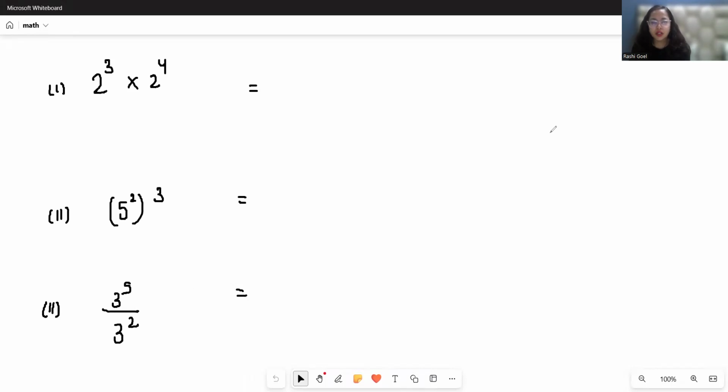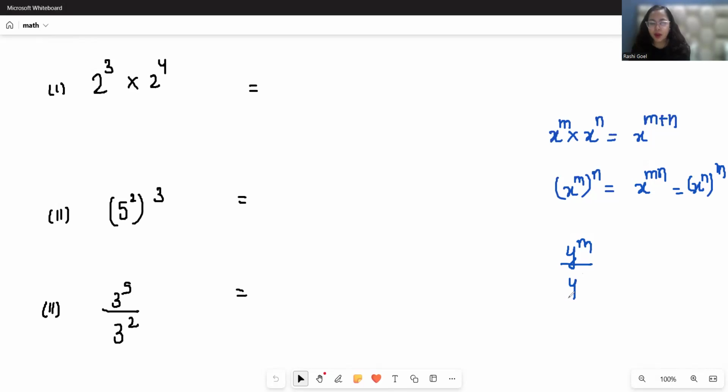In the first, it is in terms of x power m times x power n. So we can write x power m plus n. And the second, it is in terms of x power m power n, which we can write x power mn or x power n power m. And the third one, y power m by y power n, we can write it as y power m minus n. So let's simplify this.